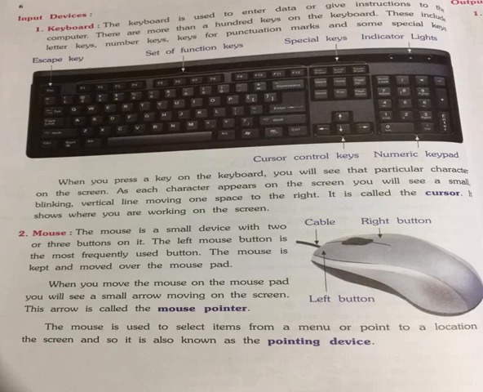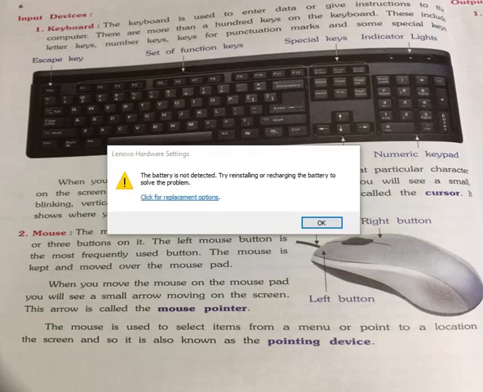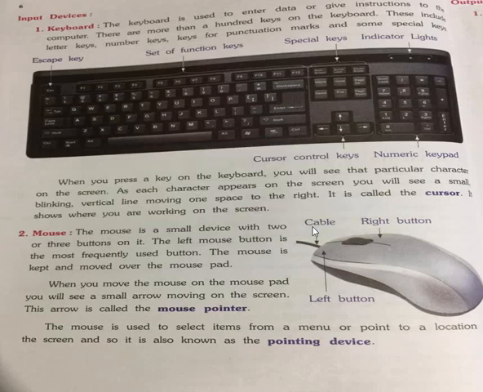Now next is the mouse. The mouse is a small device with 2-3 buttons. The left mouse button is the most frequently used button. You can see in the figure, there is a left and right button on the mouse. The mouse is kept and moved over the mouse pad.